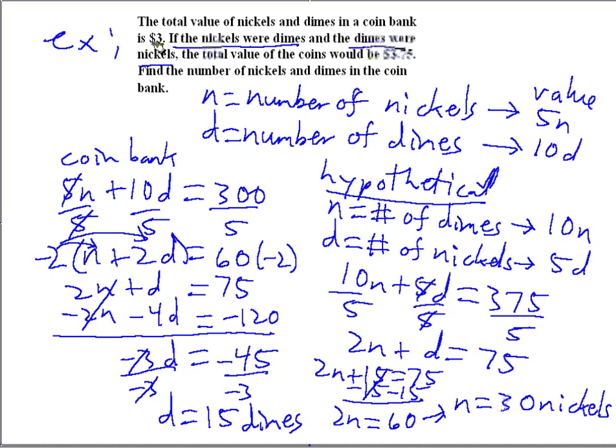All right. Well, let's see. 15 dimes is $1.50. 30 nickels is what? Also $1.50. So $1.50 and $1.50 is going to be what? Exactly $3. So 15 dimes, 30 nickels is the correct solution here.